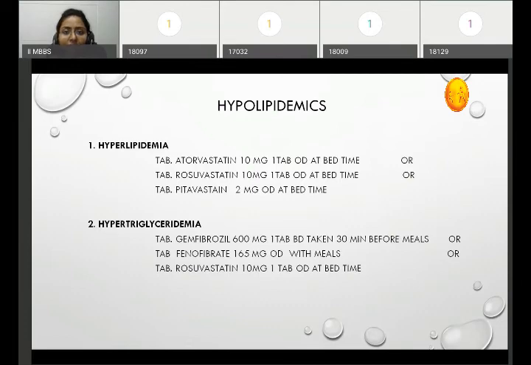With other fibrates, we cannot give statins. Why? Because fibrates are affecting the metabolism of statins. So we cannot give them with other fibrates, but we can give statins with fenofibrate. You can add rosuvastatin with this fenofibrate, 10 milligram one tablet at bedtime. This is the treatment of hypertriglyceridemia.